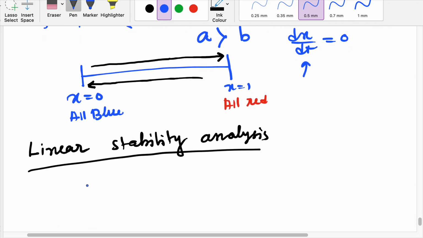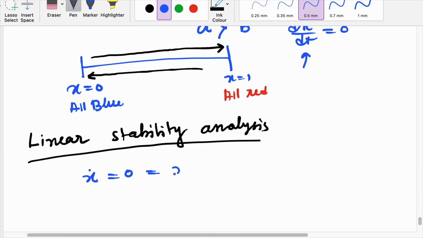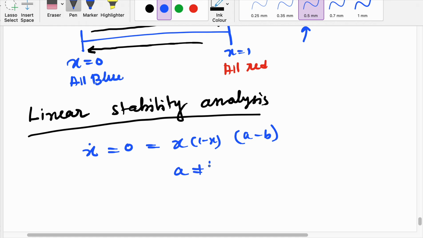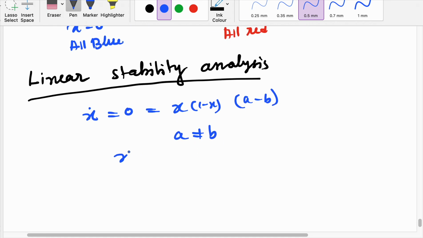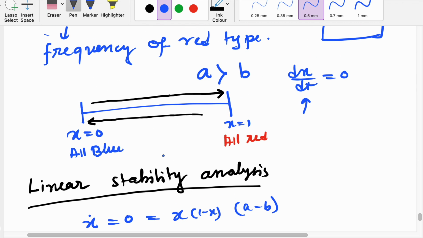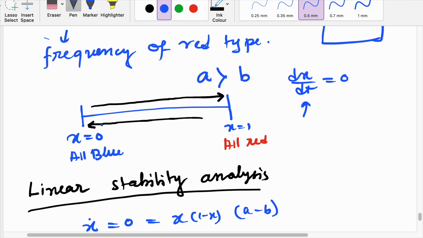The fixed points satisfy dx/dt, that is x dot, equal to 0, equal to x(1 minus x)(a minus b). Suppose a is not equal to b, then only two solutions are possible, x equal to 0 and x equal to 1. If my system reaches all blue, since there are no red individuals, all the population will always remain blue, because no one is there to reproduce red.